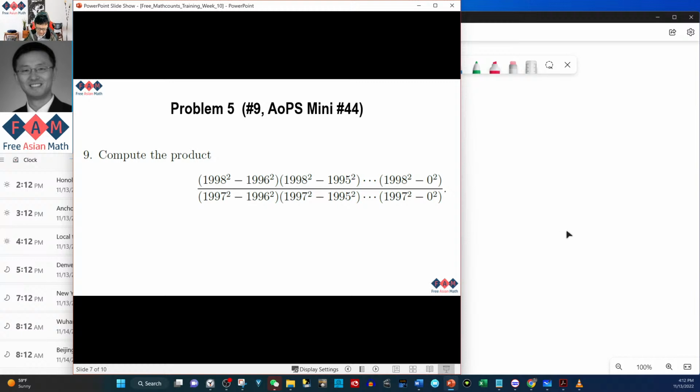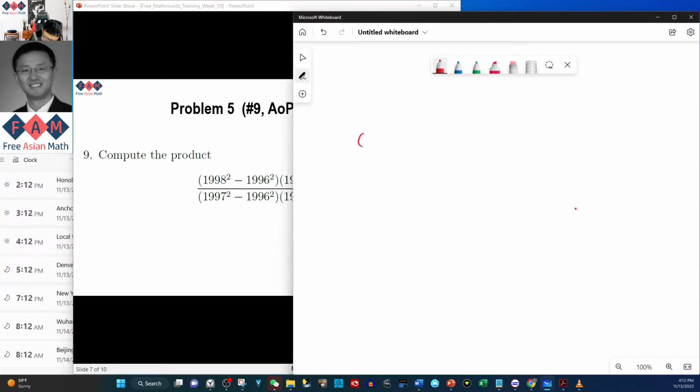But you need to do this very carefully, okay? So let's just do the numerator first. The first term is 1998 squared minus 1996 squared. That is a difference of square. You break that down as 1998 plus 1996 times 2. The difference is 2. The second one is 1998 plus 1995, this one times 3. Right?